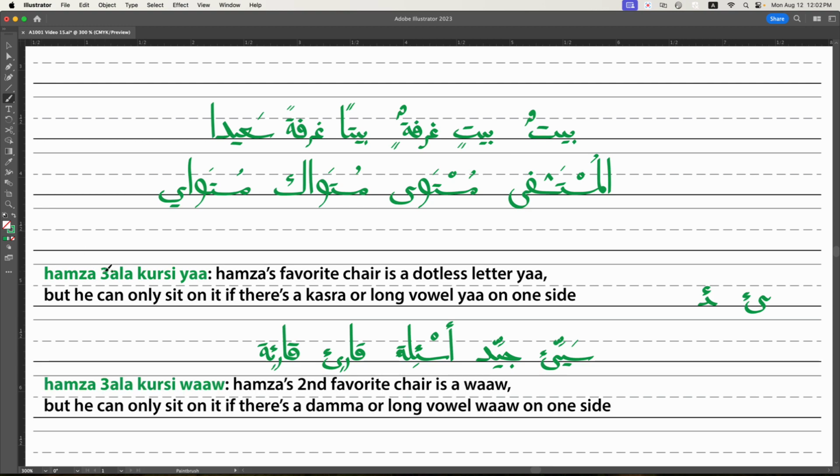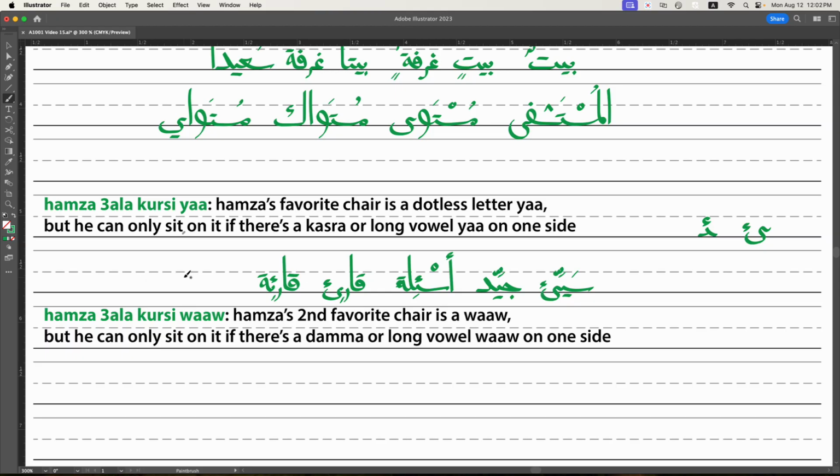If Hamza is not permitted to sit on the ya, because there's no kasra or long vowel ya on either side of him, his second favorite chair is the waw. And again, this isn't really a waw in terms of it making a sound. It's just the chair for the hamza. So if it comes after another letter, and of course waw is a non-connecting letter, even if it's only being used as a chair, so you're not going to connect to the next word. So here's a few examples here.